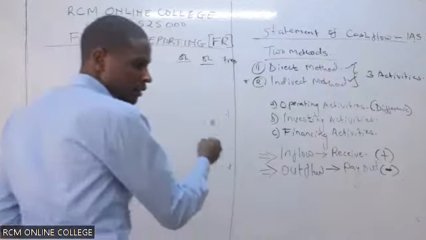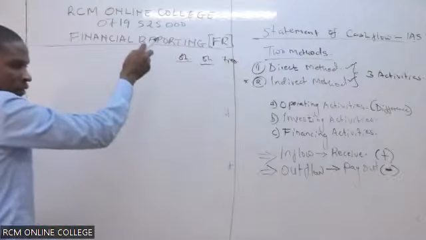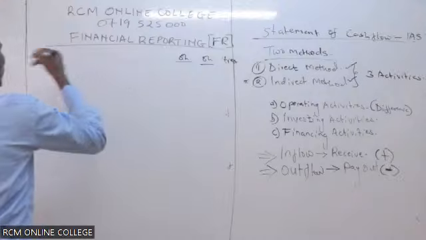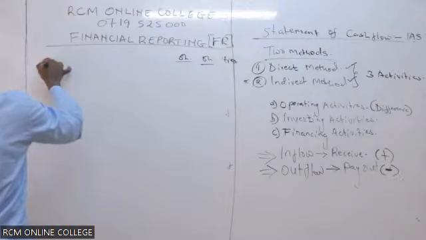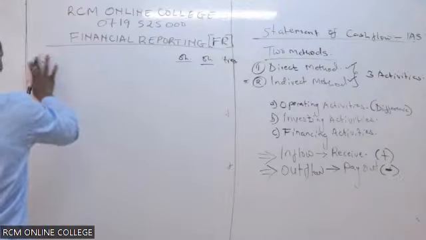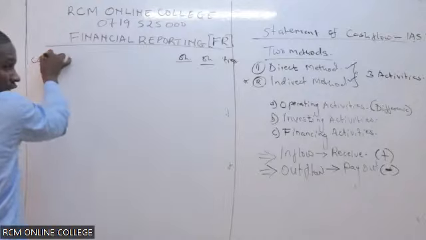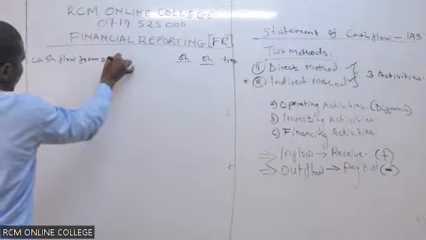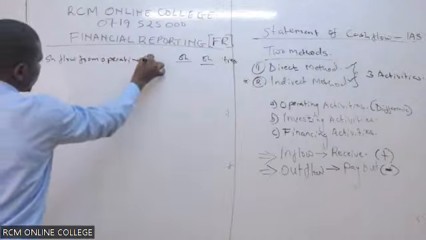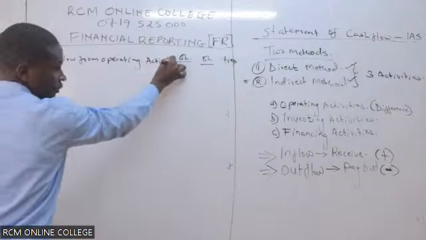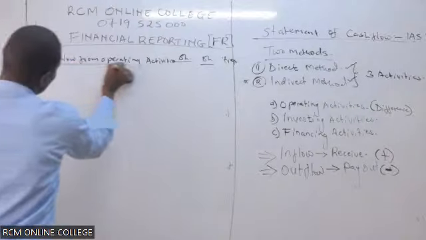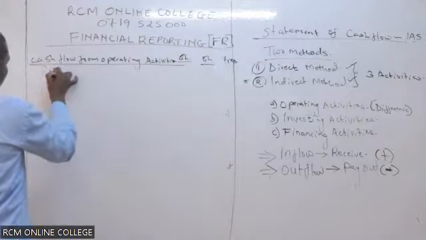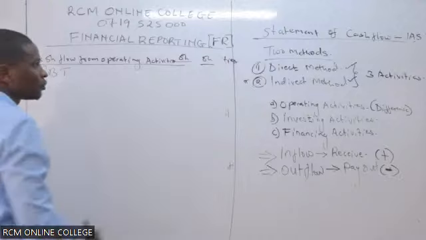So we are saying indirect method. When using the indirect method, we shall be having two columns, and we start with the cash flow from operating activities. Under cash flow from operating activities, we shall have profit before tax, and you record that.